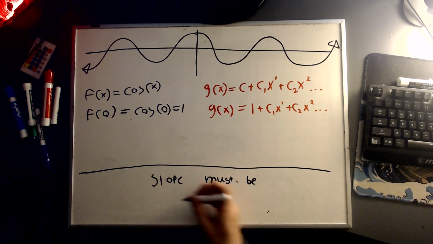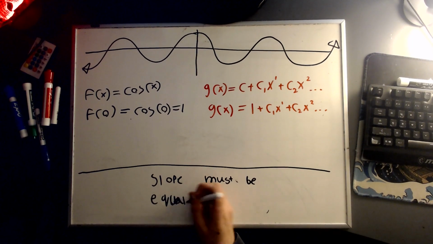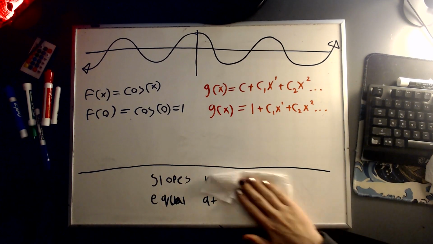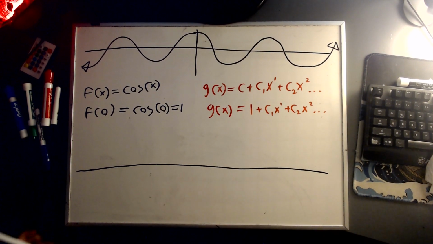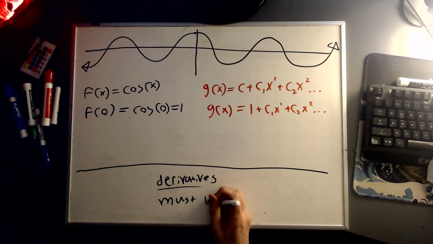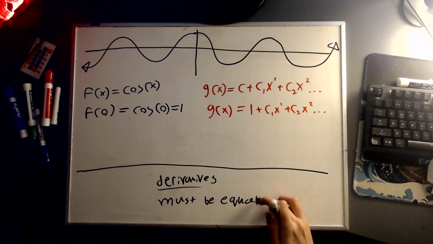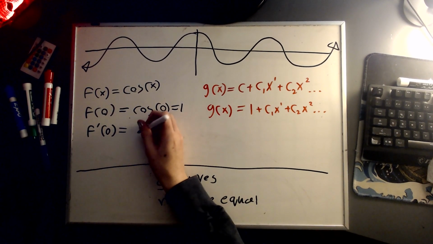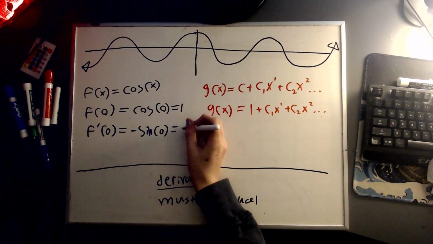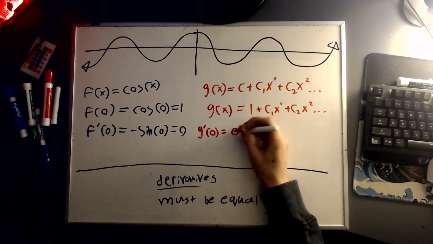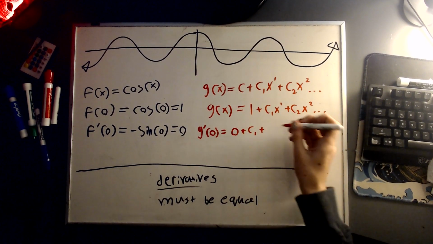Now, to mimic our cosine of x as closely as possible at x equals 0, the slope of our Taylor series must also be equal to cosine of x at x equals 0. Therefore, we must take the derivatives of f of x and g of x and equate them so that the slope of our infinite polynomial, represented by the first coefficient c1, is equal to the slope of cosine x at 0. As we know, the derivative of cosine of x, or cosine prime of x, is negative sine of x.